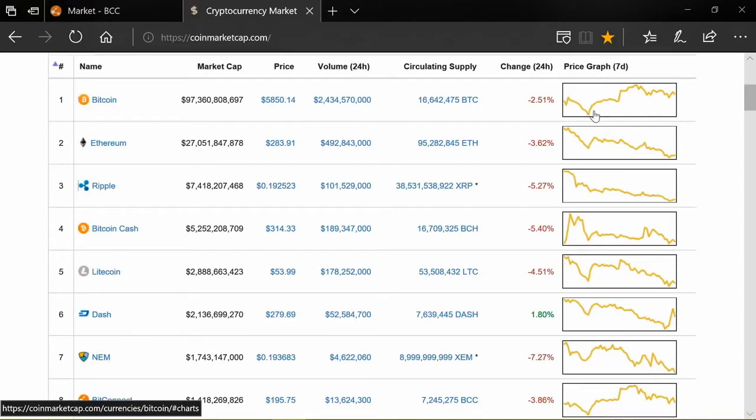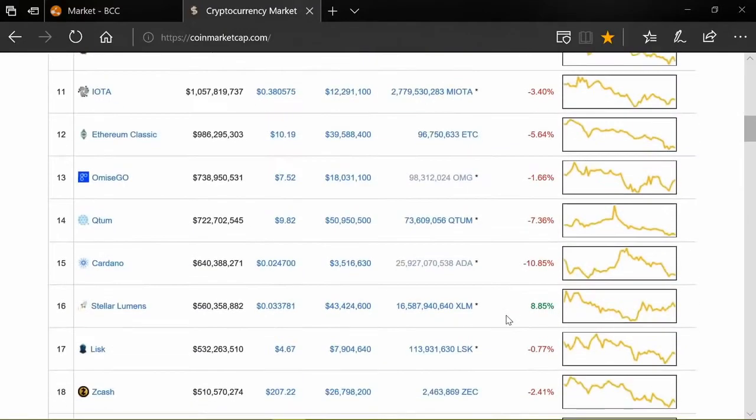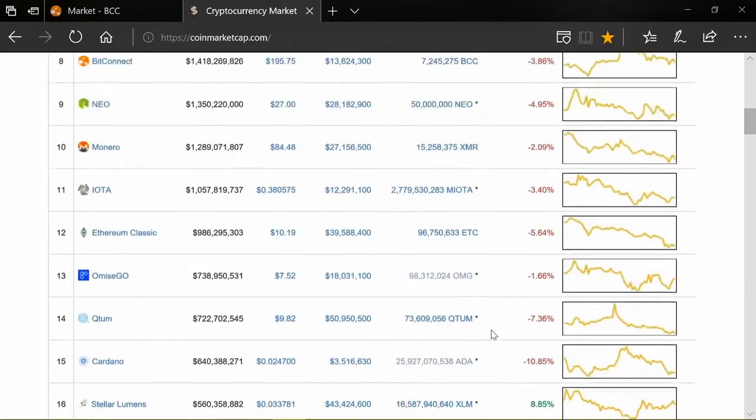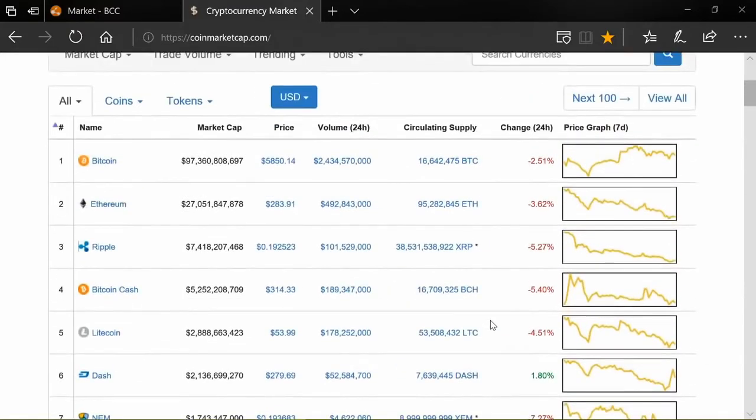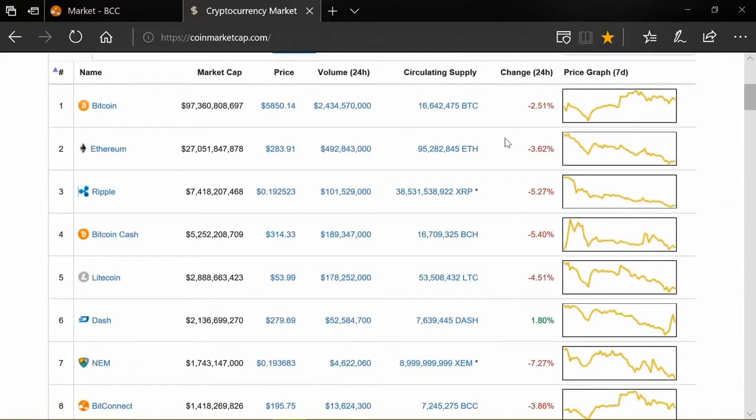Now this is the coin market capitalization page. You can see every single altcoin, everything, Bitcoin to Bitcash to BitConnect. You will see on a daily basis down 3.86%, up 1.86%. Scroll down, you'll see some minus 10%. This is true volatility. And what does that represent? What does the price of Bitcoin mean?